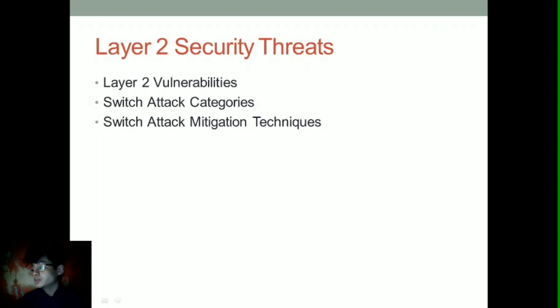Then let's go to the switch attack mitigation techniques. There are four solutions for this. Port security prevents many types of attacks including MAC address flooding attacks and DHCP starvation. Then the next one is DHCP snooping, which prevents DHCP starvation and DHCP spoofing attacks. Dynamic ARP inspection, or DAI, prevents ARP spoofing and ARP poisoning attacks. And IP Source Guard, or IPSG, prevents MAC and IP address spoofing attacks.